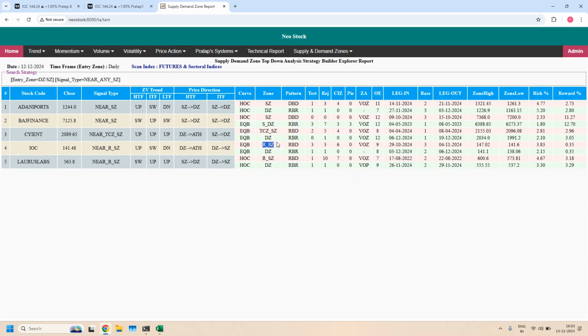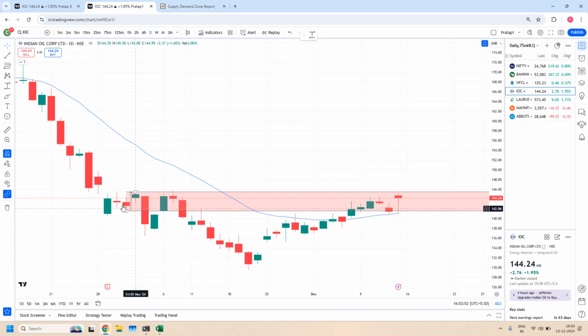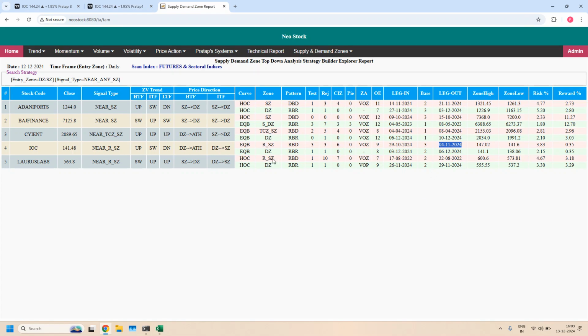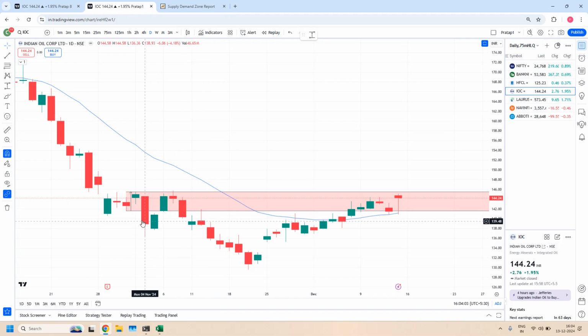This is a high liquidity zone. When is the leg-in? 29th October, 3 base candles, and the 4th is the leg-out. What do we do? We go to the chart, and this is the leg-in, 3 base candles and drop. What is our software showing? This as an RBD, rally base drop. You will be drawing the zone exactly how I have drawn here now.